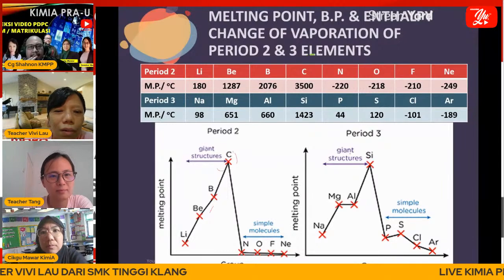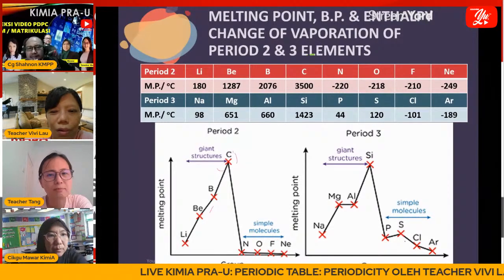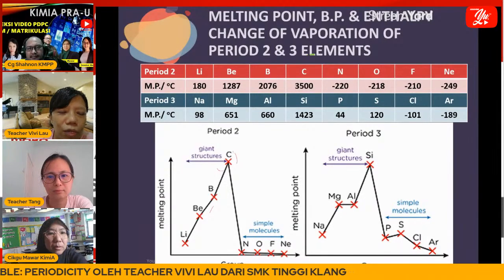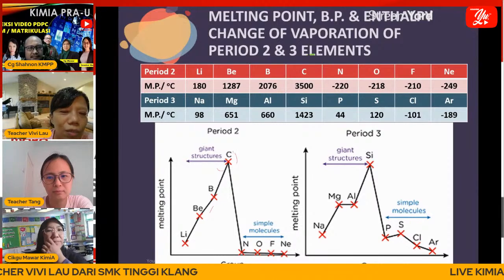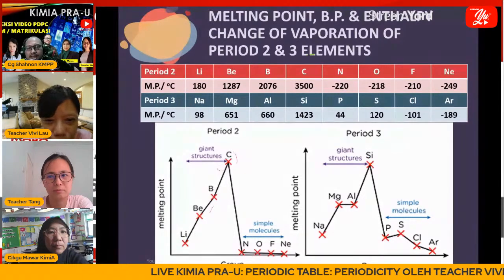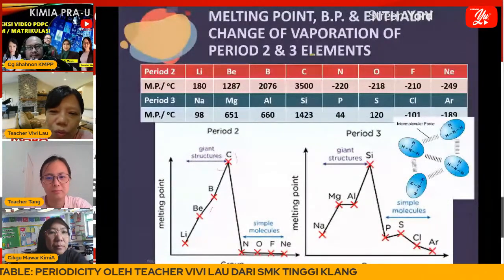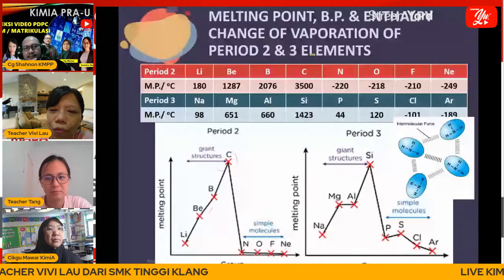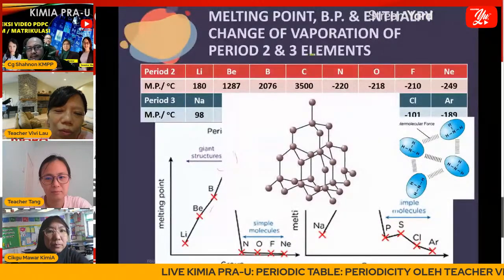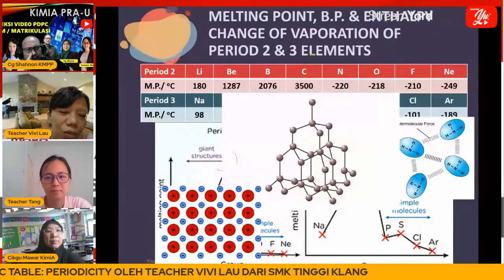Then the non-metals have lower melting points. You can see they have different structures. For the metals and carbon, they have giant structures. Metal is a giant metallic structure, carbon is a giant covalent structure, silicon also. Then the non-metals like nitrogen and oxygen have simple covalent molecular structures. These simple covalent molecules have low melting points because they have weak van der Waals forces. Then carbon and silicon have giant covalent structures. Then the metals have metallic bonds, so giant metallic structures.